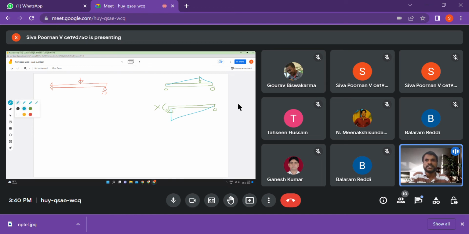So again, now when we consider the conjugate beam, we use the moment diagram, M by EI diagram. Yes, moment by EI diagram we do.